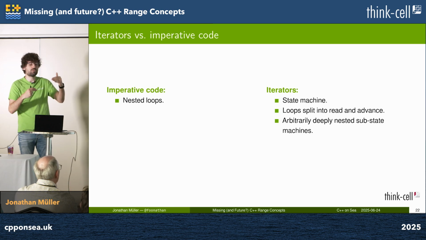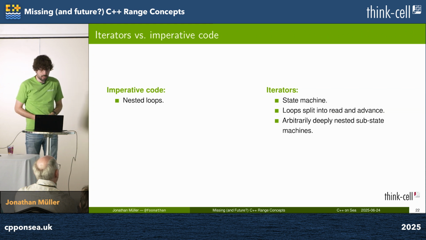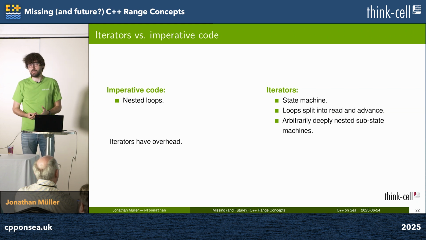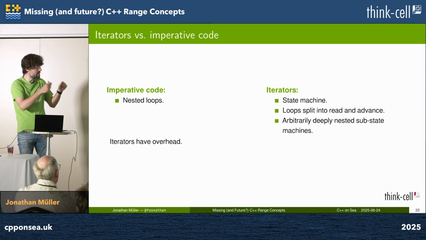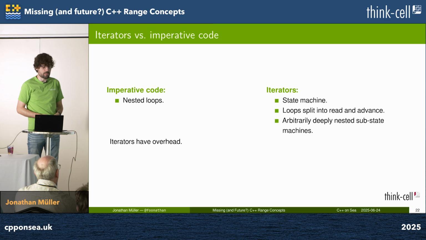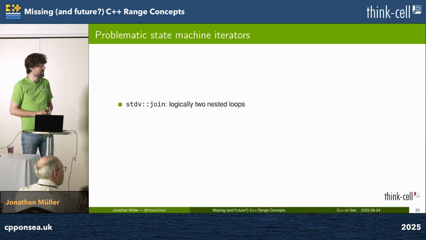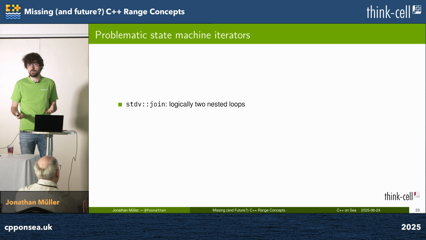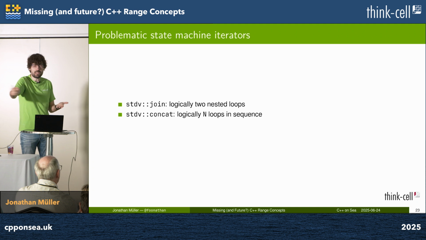The join, this is just 2 loops, but they're not represented as 2 loops. Instead, we've got extra logic in the increment, right? And this means that iterators inherently have some overhead, right? They're not directly the nested loops, they are the state machine. And for performance, the optimizer has to recognize that they're nested loops, do a bunch of inlining, and unroll the state machine. So we will inherently have some overhead. And stuff like join are particularly problematic, because join is just 2 nested loops, right? But instead, we've got the state machine. Concat, this concatenates multiple ranges, and this is logically just n ranges in sequence.